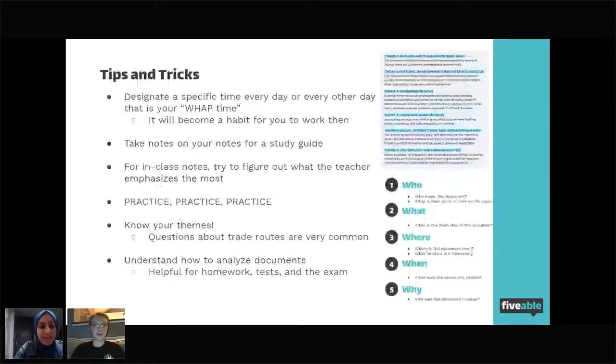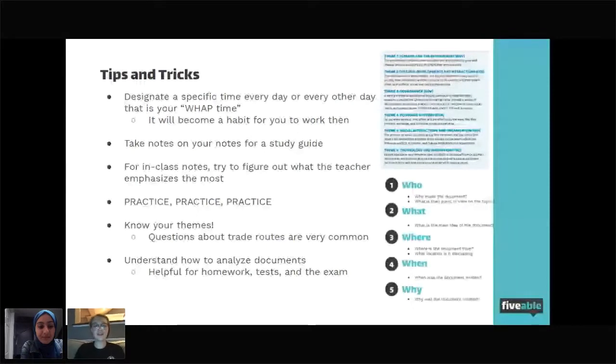Okay, so now we're going to go over a few tips and tricks for AP World. I feel like we briefly mentioned this before, but designate a time every day that you can do AP World. For me, that was whatever time at night I got back from band practice or basketball. And the more I did it, the more it became a habit for me. And that was really helpful because I am a procrastinator. I really put my work off until the last minute. But when I have my AP World time, I know, okay, I have to do that now. I'm not going to procrastinate.